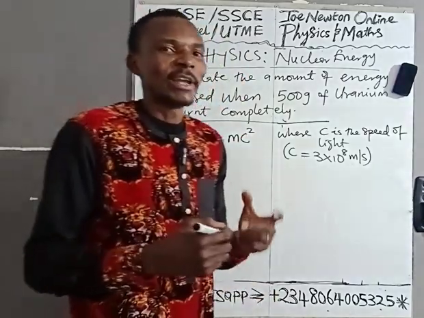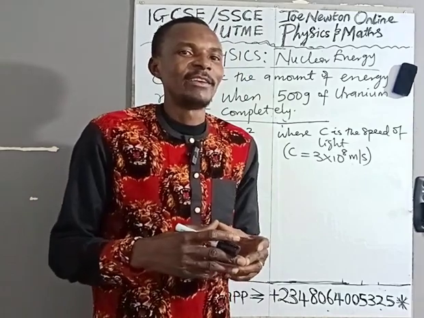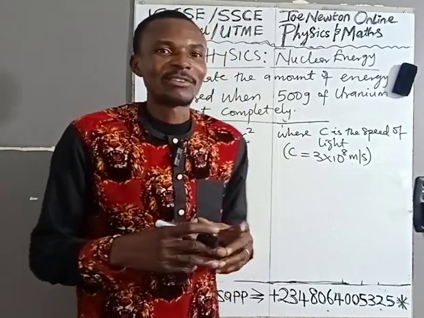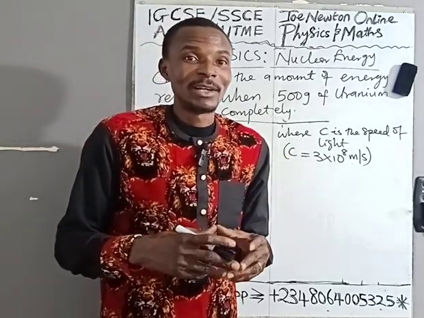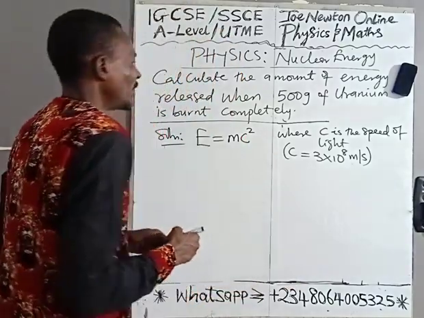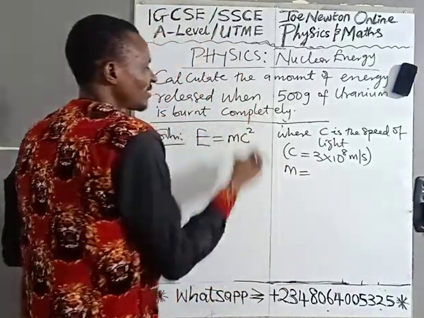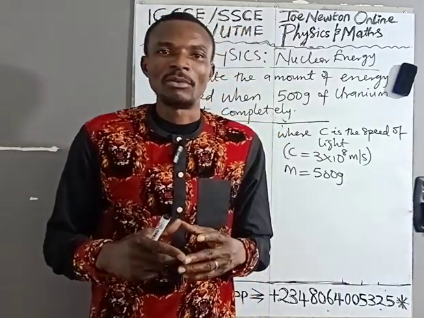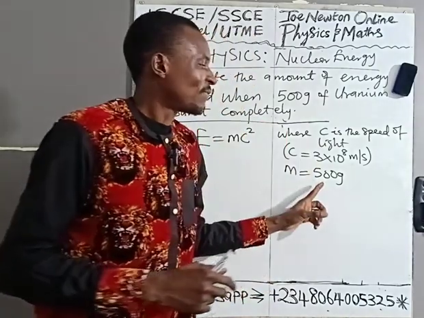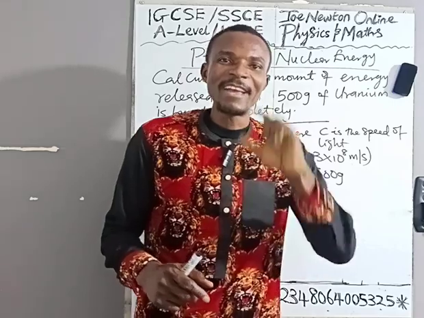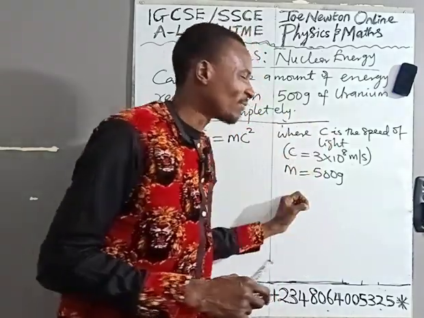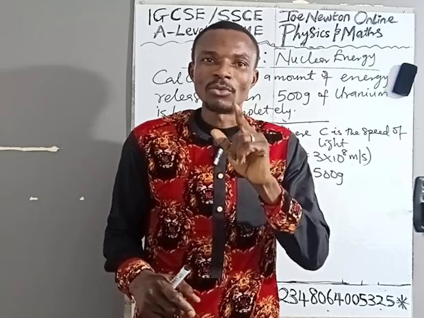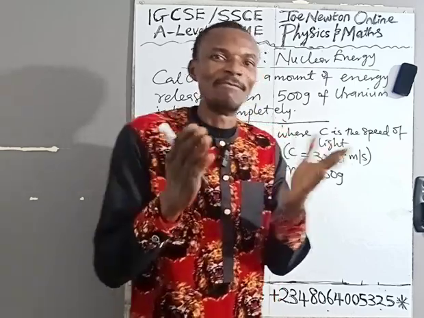Some questions will purposely omit the constant. And if you don't remember the constant, you will think that the question is incomplete and you might get it wrong. Okay? Then our M here, M is the mass, and we are given 500 grams. But the question is, are we going to solve with 500 grams? No. This is because 500 grams is not in the standard unit of mass. The SI unit of mass is kilogram. So we're going to convert this 500 grams to kilogram. And to do that, remember that 1000 grams make 1 kilogram. So we are going to divide it by 1000 and get the value in kilogram.